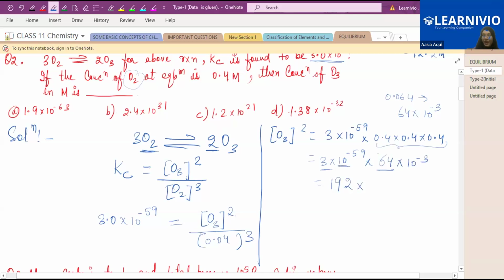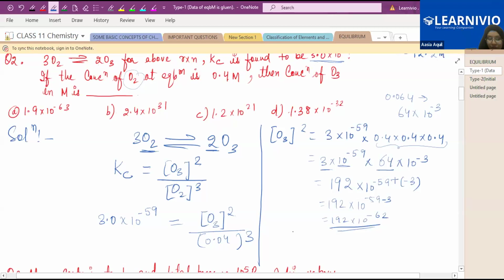When the base is the same and the power is different, what are you supposed to do? So 10 raised to the power minus 59, basically you add the powers. When the base is the same and the power is different and they are in multiplication form, the powers will get added, right? So when you add these powers, 192 into 10 raised to minus 59, plus minus will become minus, and it becomes 192 multiplied by 10 raised to the power minus 62. So that is the value of the concentration of O3 square.